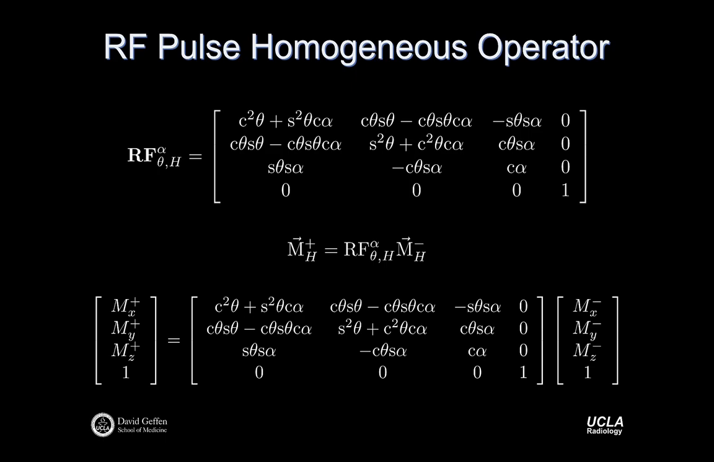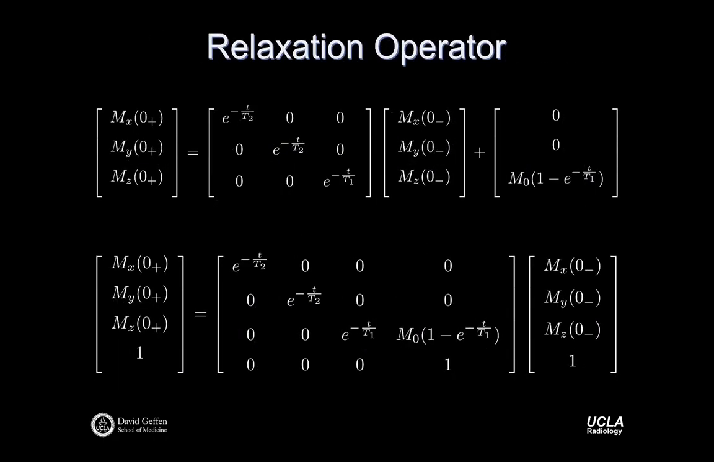Don't let theta throw you off, right? Are you going to increment theta? No, right? Theta is just a coordinate system description. It's telling you, am I going to tip it over this way or am I going to tip it over that way? But the theta of the RF pulse just describes the coordinate system. It's not incremented during the RF event. And then this we saw already is the relaxation.